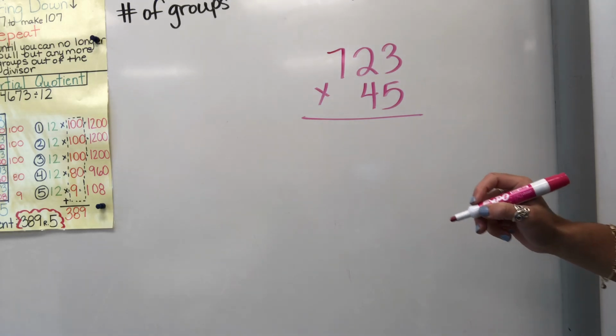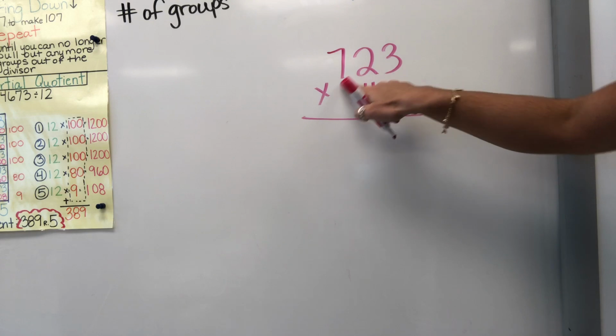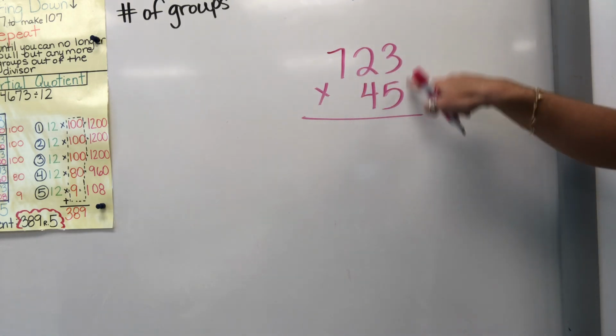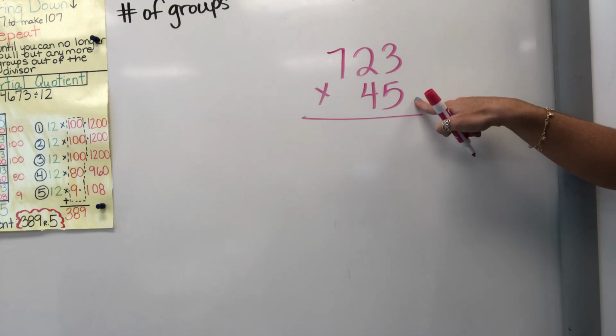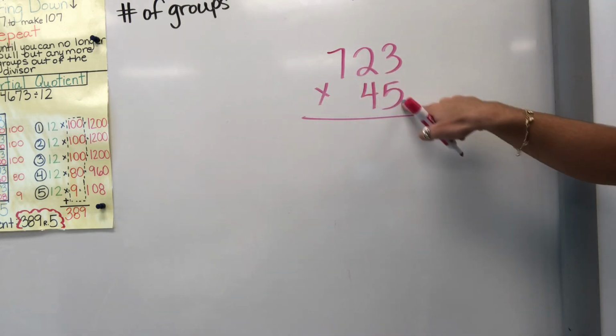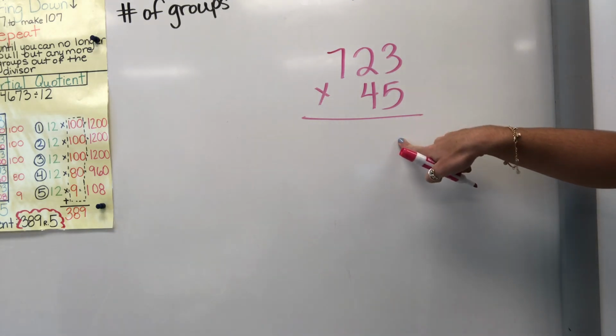All right, when we multiply whole numbers in the 5th grade, we need to know how to multiply 3-digit factors by 2-digit factors. The two parts of a multiplication problem are called factors. So we have 723 as one of our factors times 45 as another one of our factors. The answer that we get will be our product.